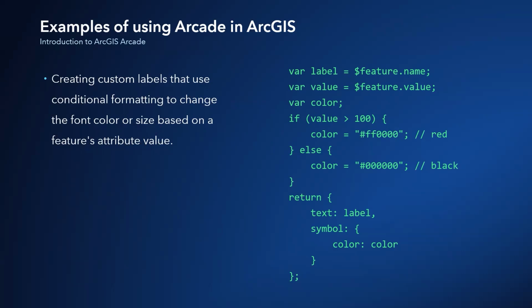It's going to then check the value of the value variable against a threshold of 100 using an if-else statement. And if the value is greater than 100, it's going to set the color variable to red. Otherwise, it's going to set it to black. Finally, the code returns an object with the custom label text and the color-coded symbol, which is constructed using the color variable. And the text property is set to the label variable, and the symbol property is set to an object with a color property set to the color variable. And this object can be used to customize the symbol of a labeled feature based on the value of its value field.